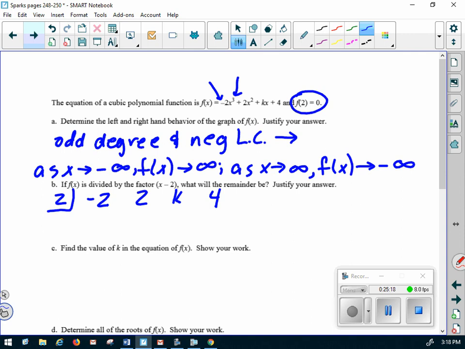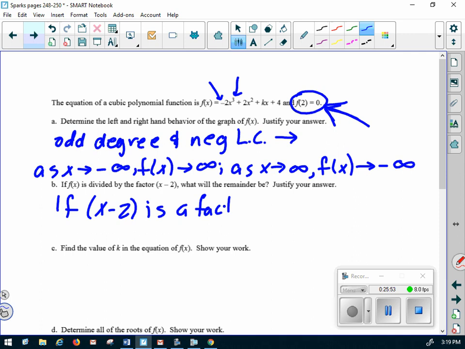Wait a minute. You remember what I told you we can't forget? We already know what the remainder is going to be from looking right there. If we divide synthetically by 2, remember the remainder is just the y value when the x value is 2. So this tells us right here that the remainder is going to be 0. So what will your remainder be? The remainder is going to be 0. Why? If x minus 2 is a factor, then x equals 2 is a root, or a 0.